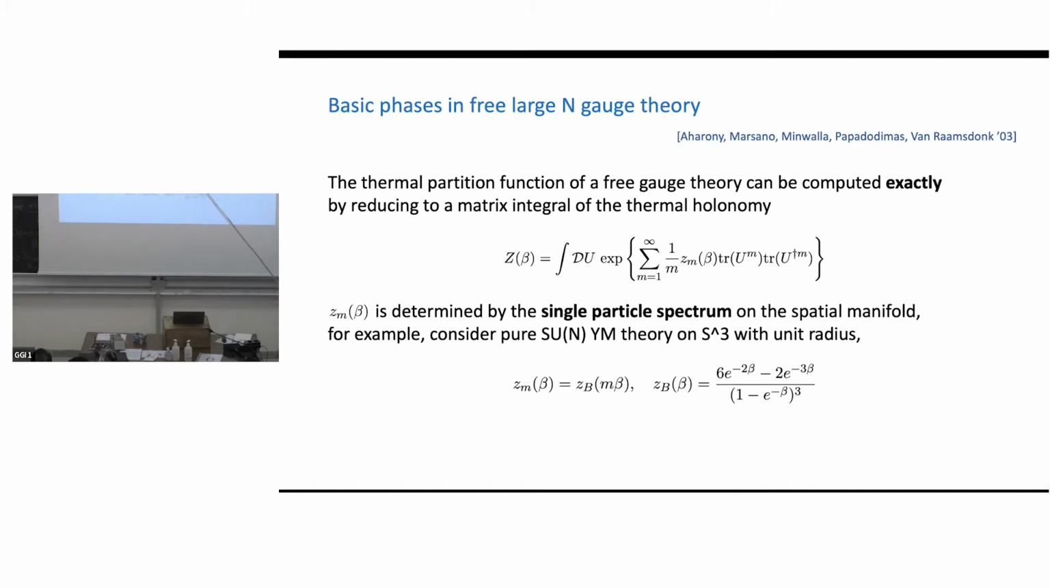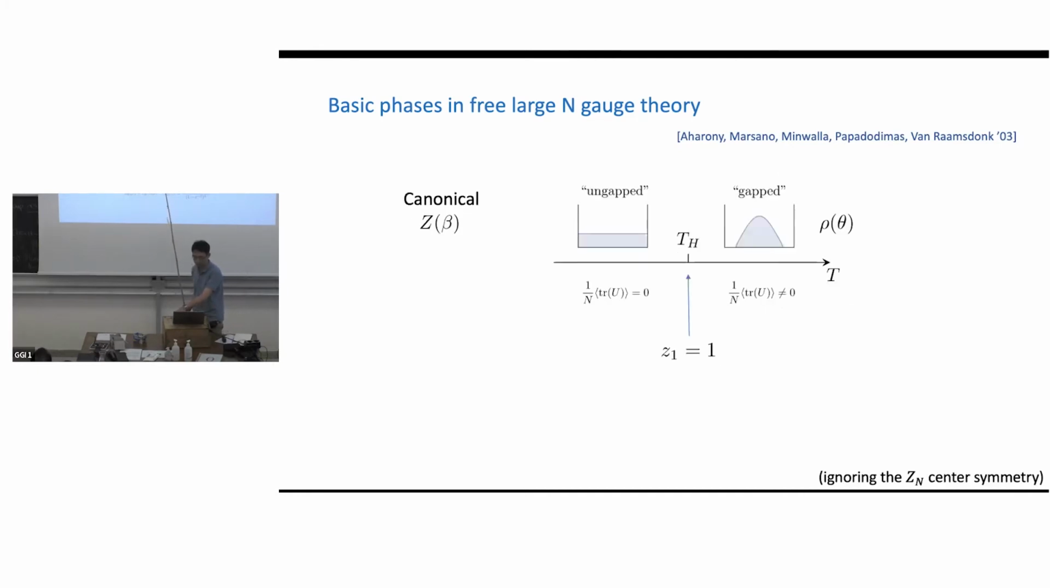But what are the inputs to this action? The inputs are a bunch of functions that I denote by little z here, and they are fully determined by the single particle spectrum on the spatial manifold. For example, if you consider pure SU(N) Yang-Mills theory on S3, they are just some simple functions of beta that you can easily work out. This is a fairly concrete matrix model, and by solving it, you can get the exact canonical partition function of the gauge theory.